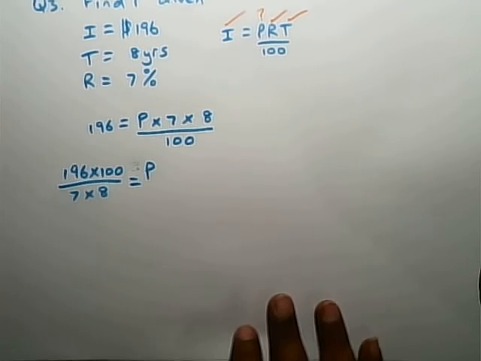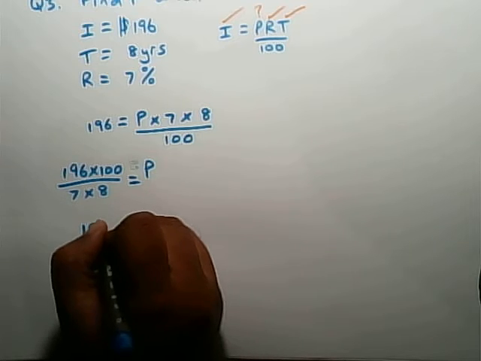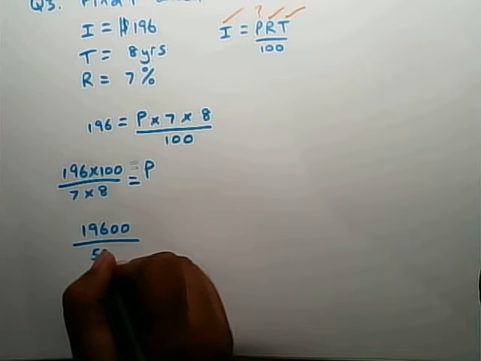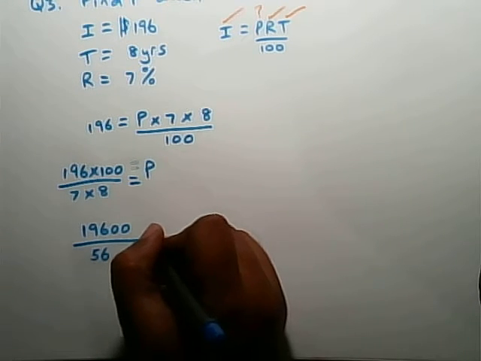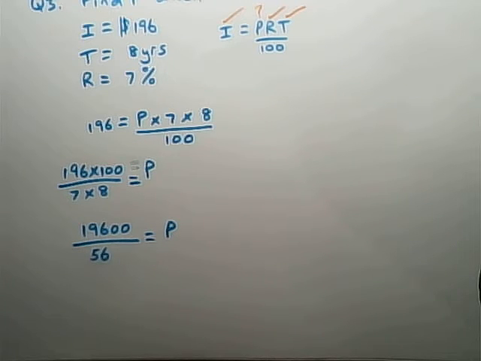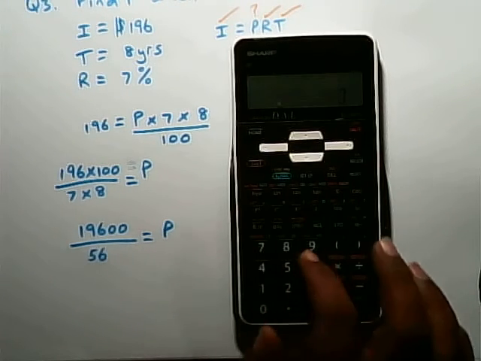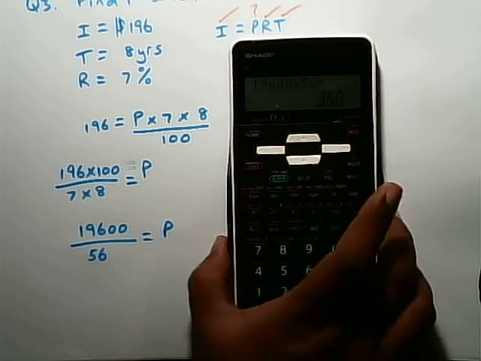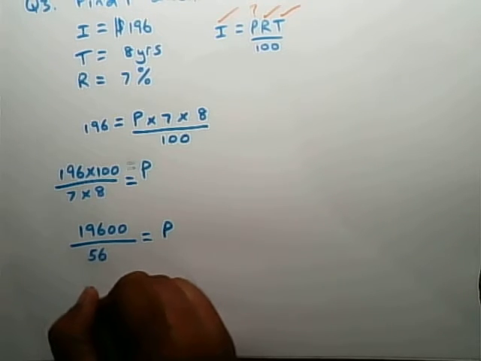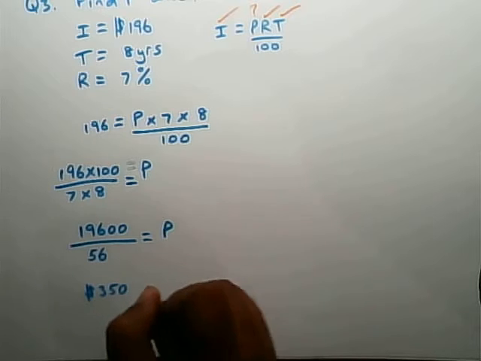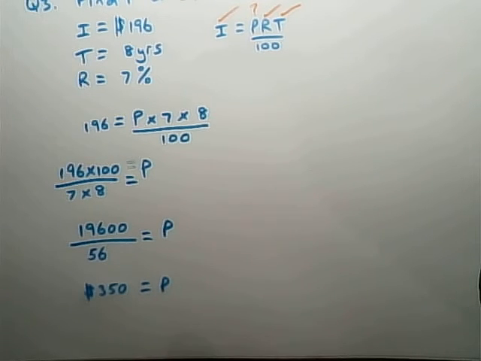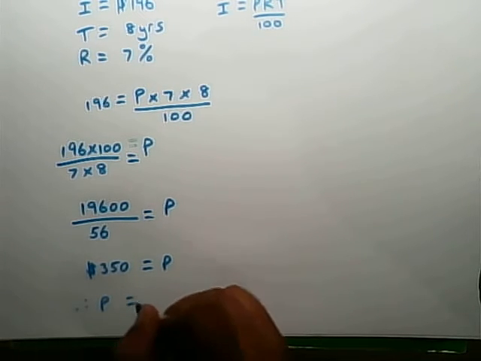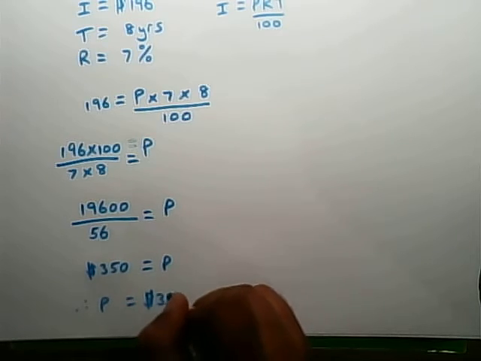So now we continue to our sum. 19600 over 7 times 8, which is 56. Use your calculator if you're not sure. 19600 divided by 56, you get 350. 350 is equal to P. So you could say, therefore, the principal is equal to 350.